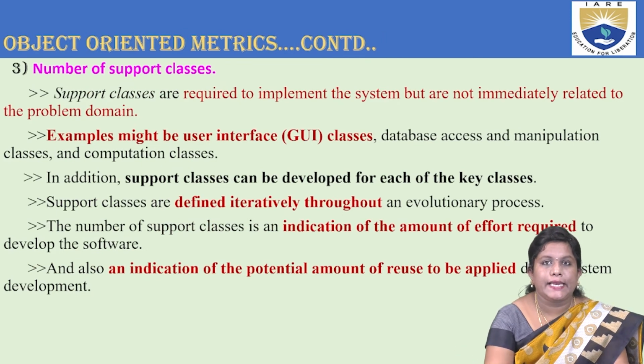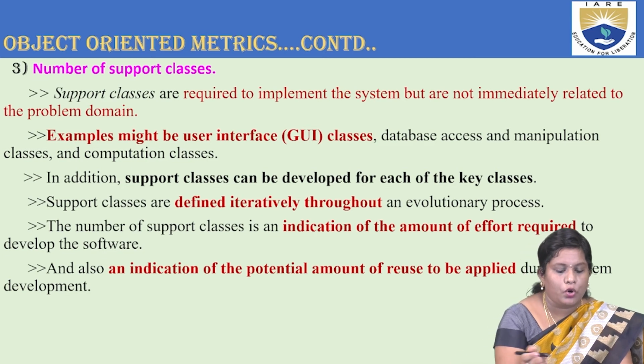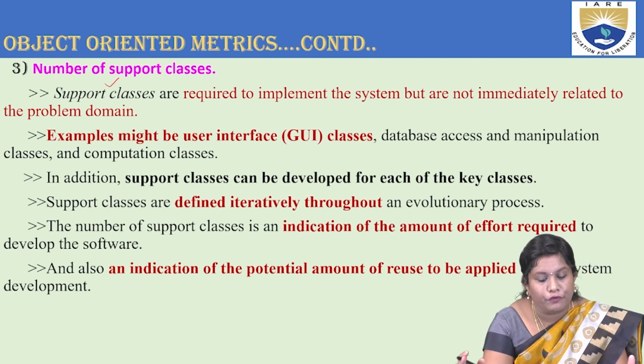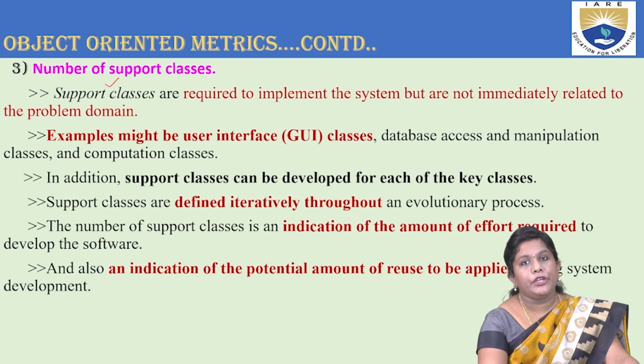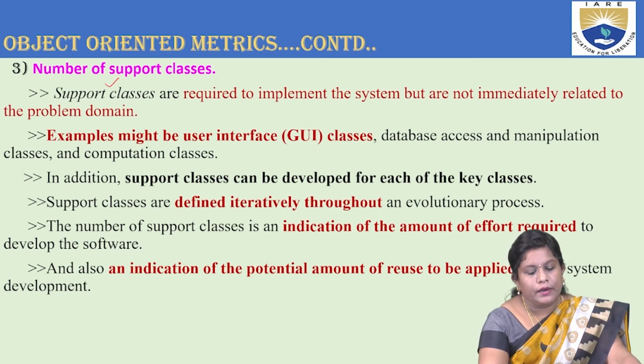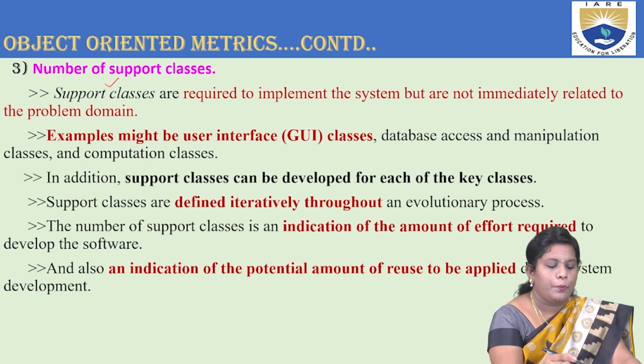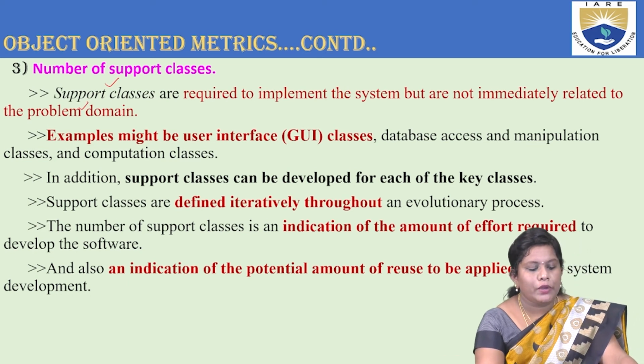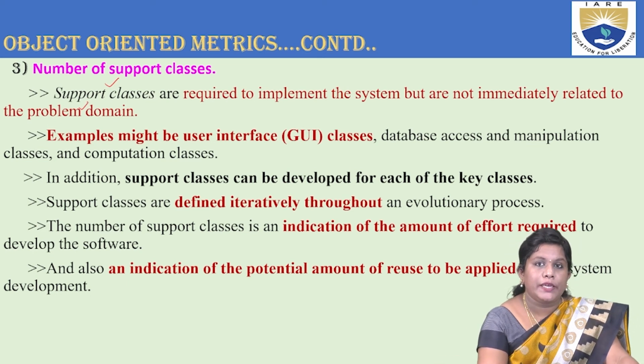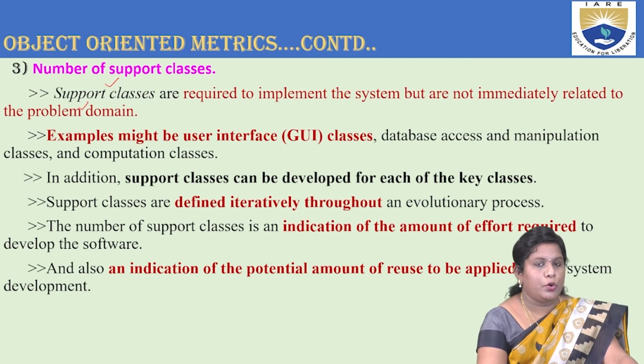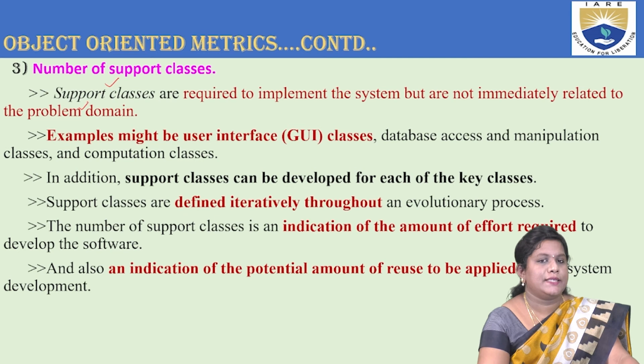Next, the third category under object-oriented metrics is the support classes, right? Previously, we have seen key classes, which are independent, and here you have something called support classes. Now, what are these support classes trying to focus on? They are required to implement the system, but are not immediately related to the problem domain, right? So if you look at the first point, there is a difference between the key classes and the support classes. Key classes are independent classes, right?